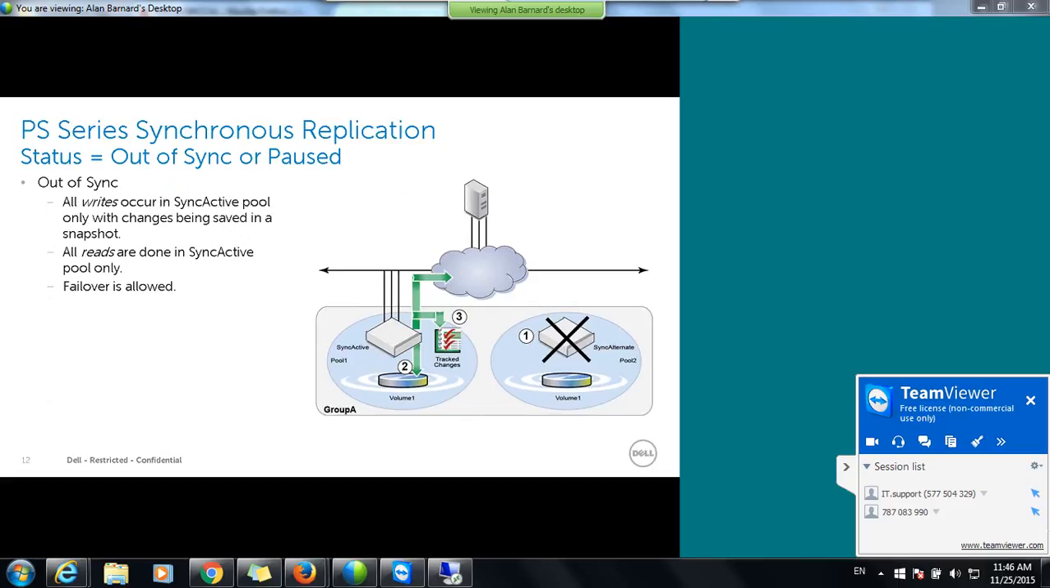This is where out of sync happens. All writes go to your active. All reads are done in the sync active pool only. So basically it only goes here and here. The failover is not allowed. So you cannot fail over to your sync alternate because that will cause a problem.